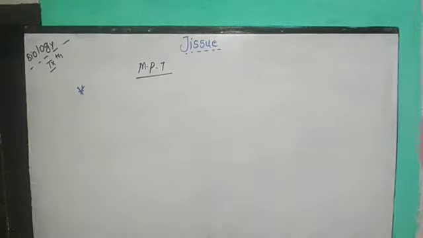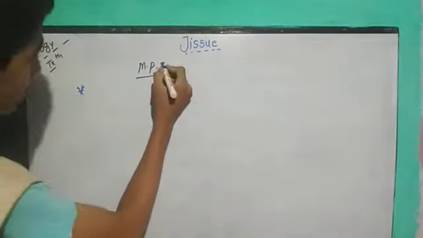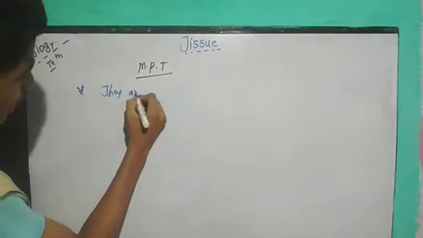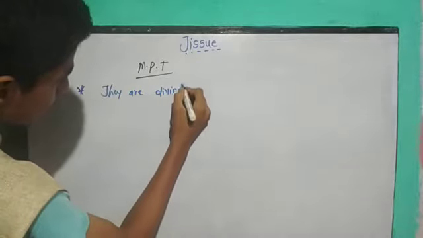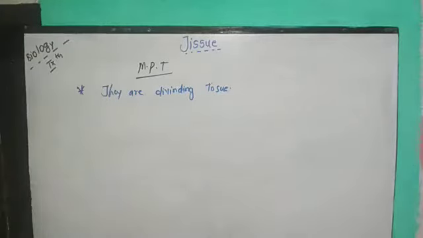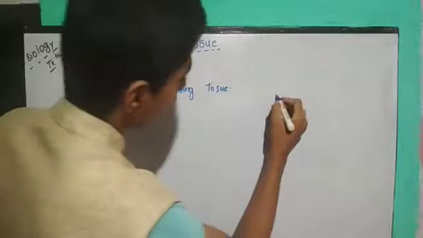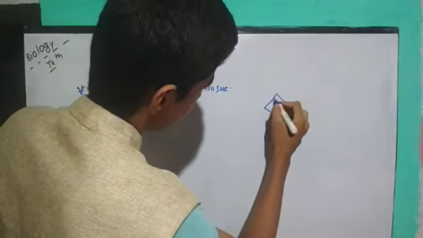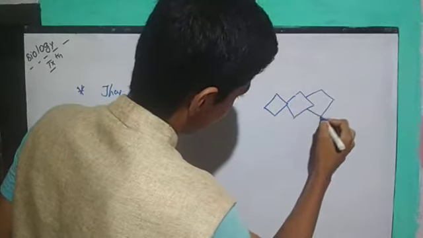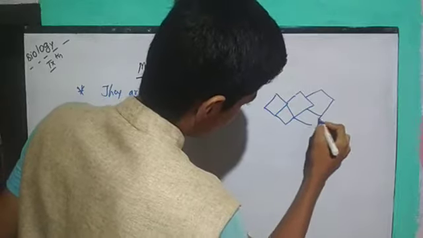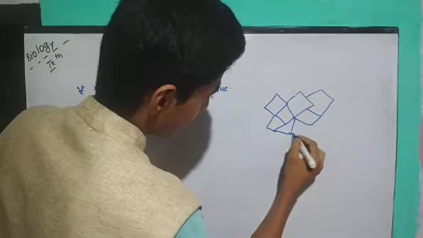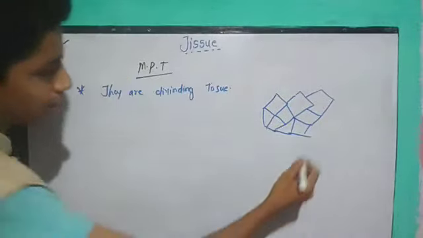Now we are going to see meristematic plant tissue. As we know, they are dividing tissues, and the cells which make up these tissues are not uniformly shaped. The major thing is this: suppose this is the meristematic tissue.